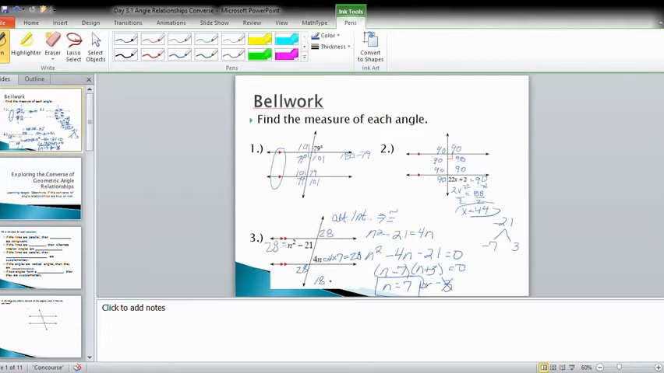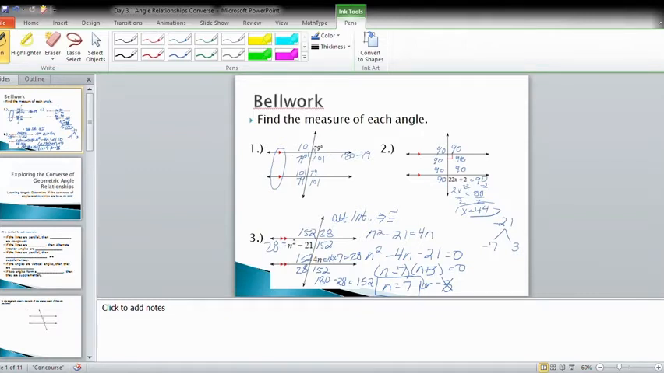So 180 minus 28 is going to give me 152. So that's my other missing angle. So 152 here, 152 here, 152 here, and 152 here. All right, so once you figure out the two angles, you just got to figure out where to plug them all in, right?